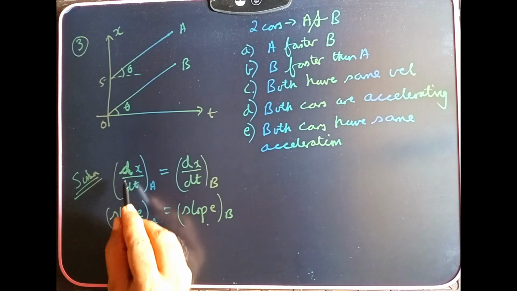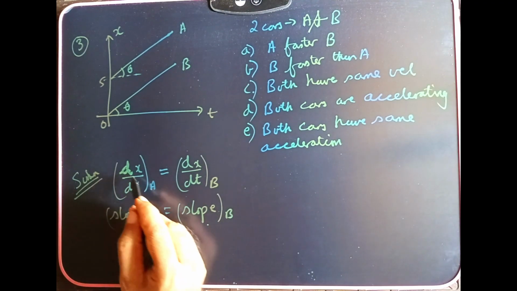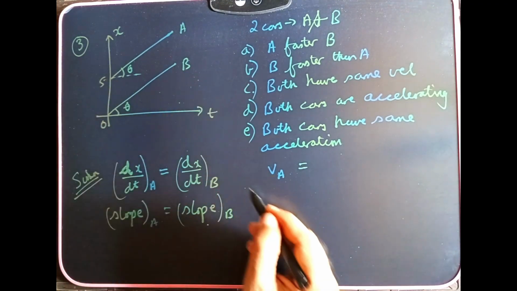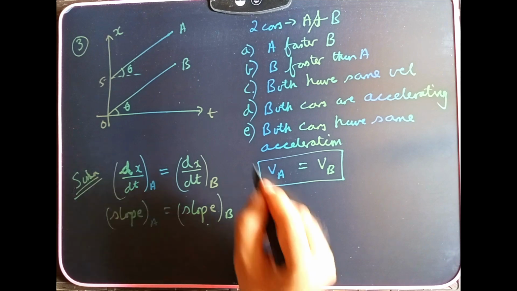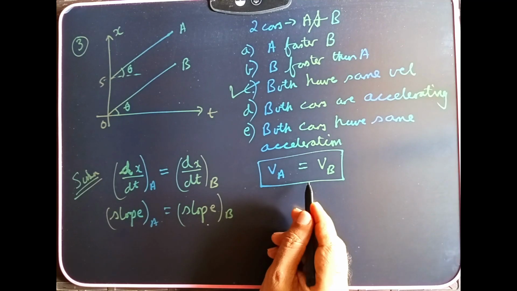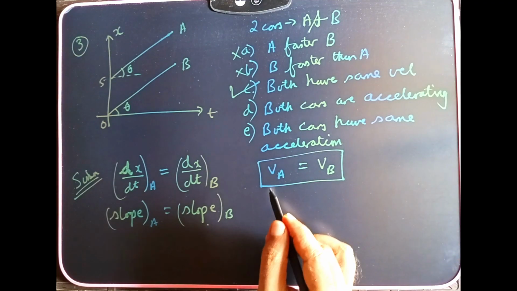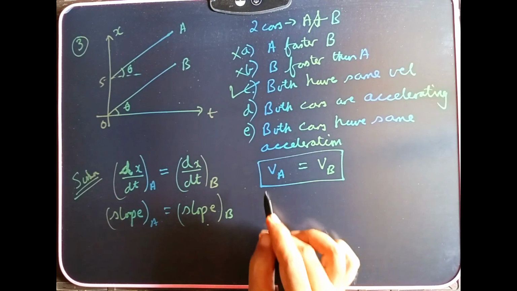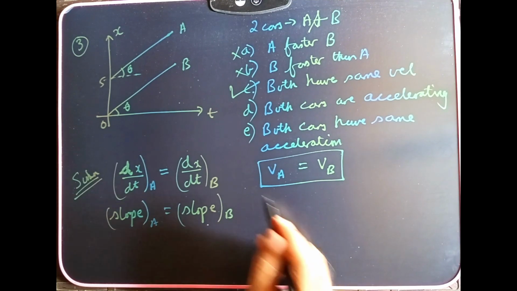So what does it mean? If the slope of the displacement time graph is the same, it means dx by dt, which is nothing but velocity, of A is equal to the slope of the B line, that is the velocity of B. The velocities are the same. This option is correct. So if velocities are the same, then option A and option B are wrong.